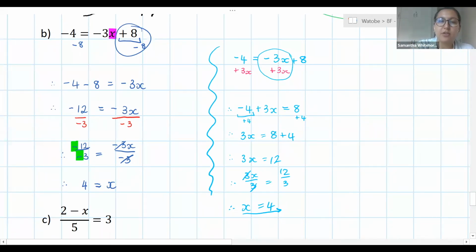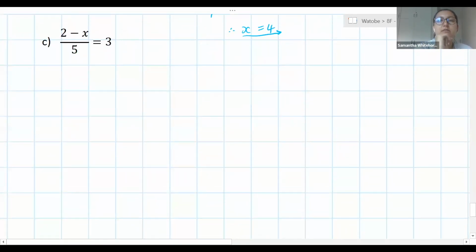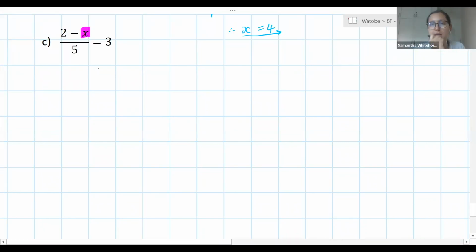Right, I want you to have a look then at question C, and let's see if anyone wants to suggest what my first step could be here. Remember, my goal is to get this x in the fraction alone. So what could my first step be in order to start solving for this x? Any suggestions?